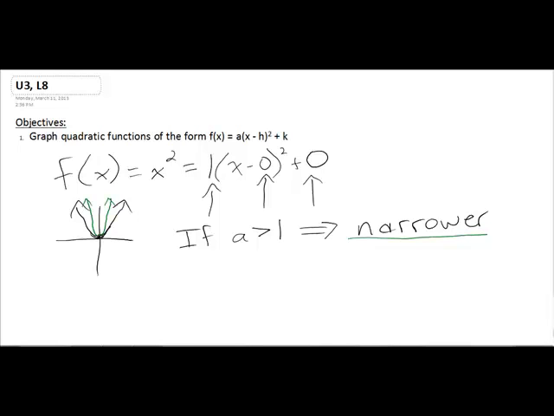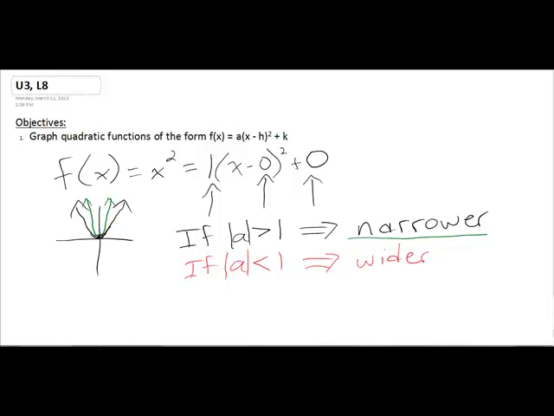What if a is less than 1? You can probably guess it. It's the opposite, right? So if a is less than 1, actually I shouldn't even say that. That's not even true. I should say the absolute value. Let me go back and fix this. I need to put absolute values on here because I haven't even talked about negative and positive yet. If the absolute value of a is greater than 1, so if it's smaller than negative 1 or bigger than positive 1, that makes it narrower. If the absolute value of a is less than 1, then that makes the parabola wider.